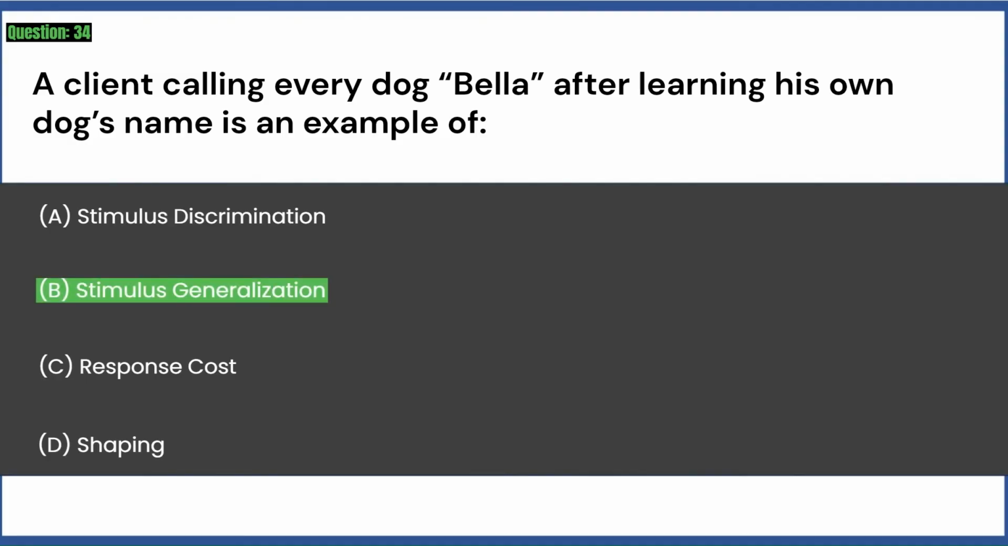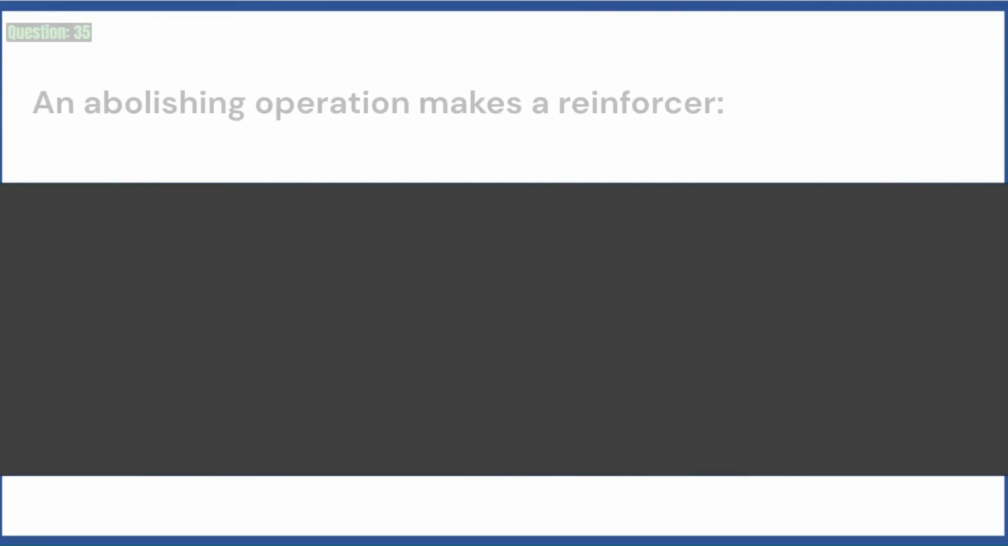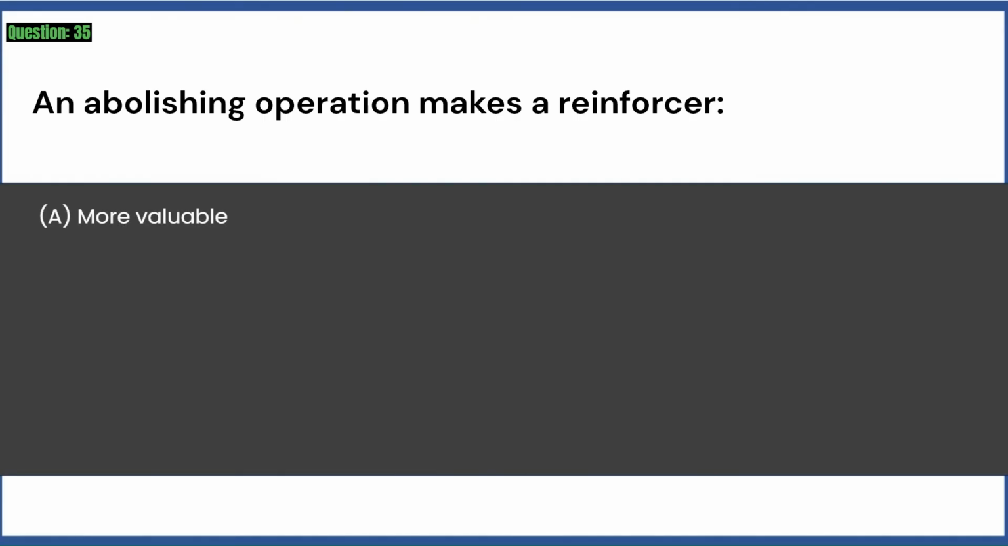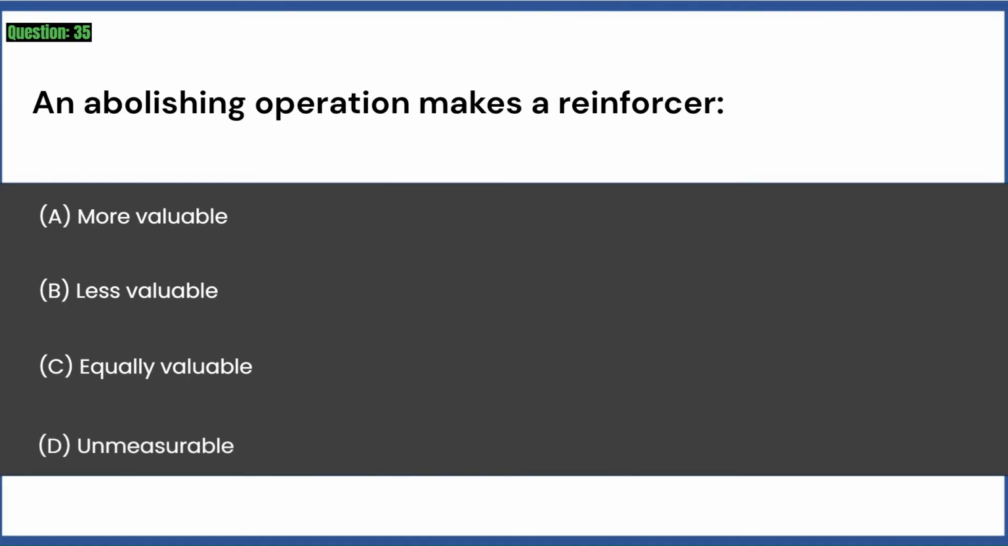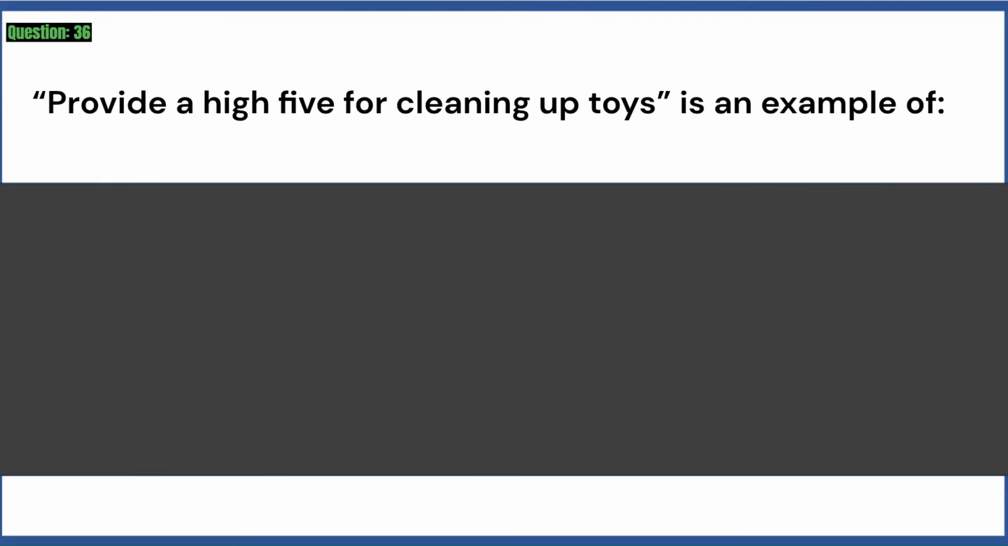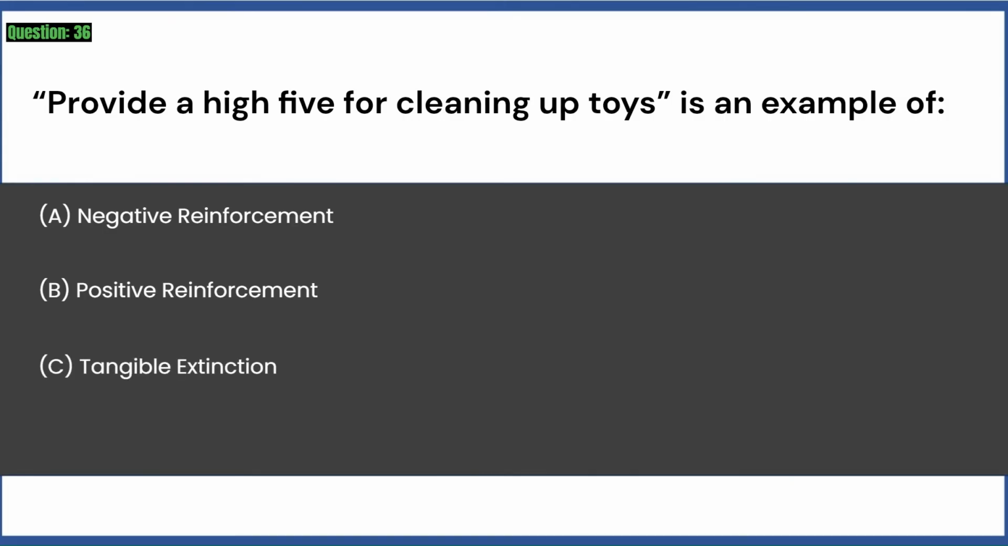Answer B. Stimulus generalization. An abolishing operation makes a reinforcer A. More valuable. B. Less valuable. C. Equally valuable. D. Unmeasurable. Answer B. Less valuable. Providing a high five for cleaning up toys is an example of A. Negative reinforcement. B. Positive reinforcement. C. Tangible extinction. D. DRL.